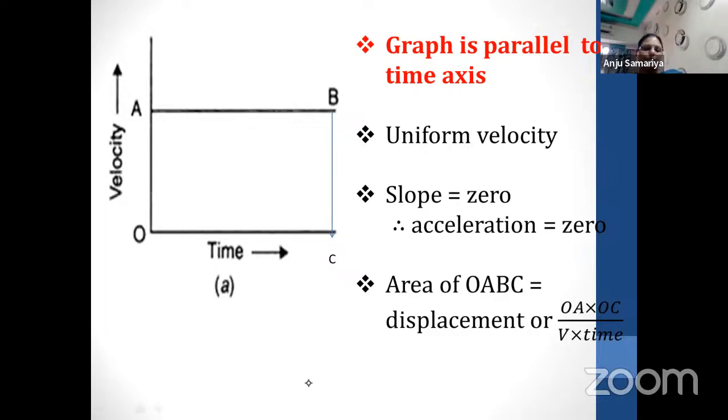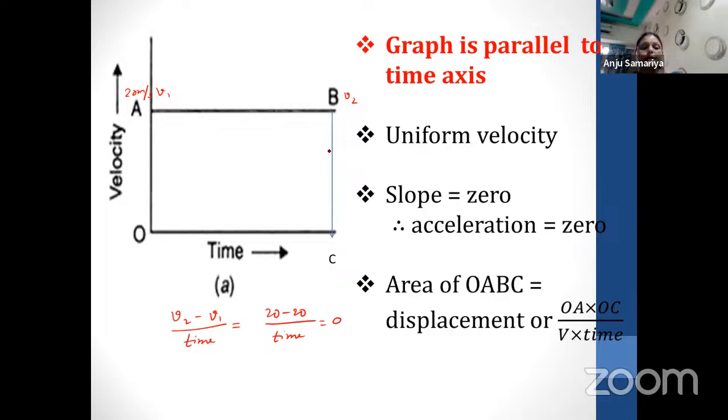Let us take this one. Let us assume this is 20 meter per second. So V2 minus V1 upon time is equal to 20 minus 20 upon time, and that is equal to 0. So slope is 0. Let it be V1, let it be V2. Since it is constant, the slope is 0, and hence acceleration is 0.